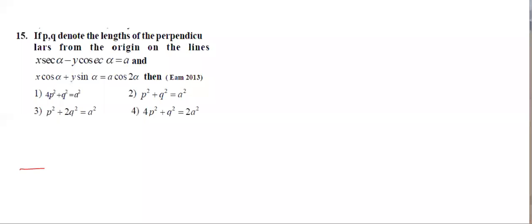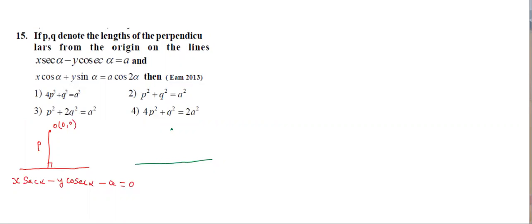This is one line. Here is the origin O, 0 comma 0. The perpendicular distance from the origin to this line is given as p units. What is the first line, students? x secant alpha minus y cosecant alpha minus a is equal to 0. This is the first diagram. Next, draw the other one.